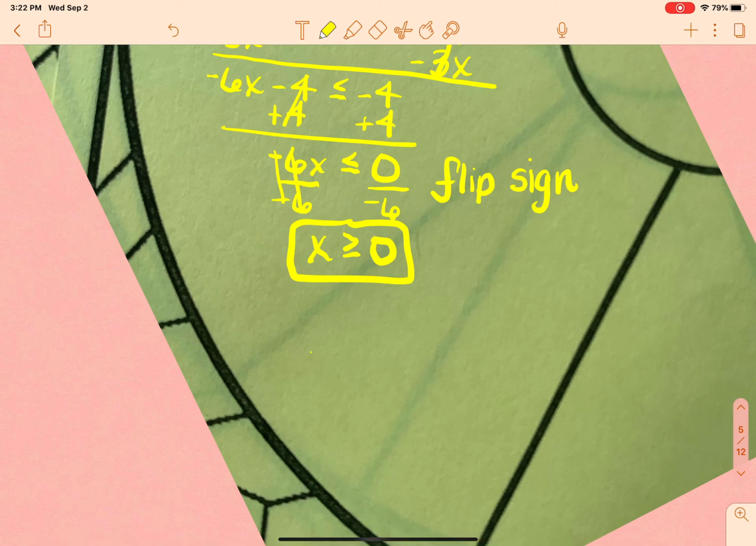If I were going to graph that, 0 is the only number they care about, so I'm going to put a 0 here. Because the inequality has an equal to with it, it's a filled in or a solid circle, and they want to know where the x's are greater than or equal to 0, which would be on this side.